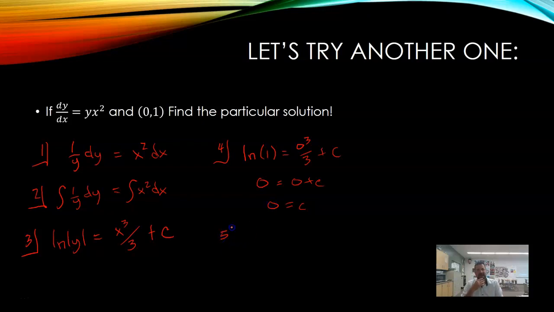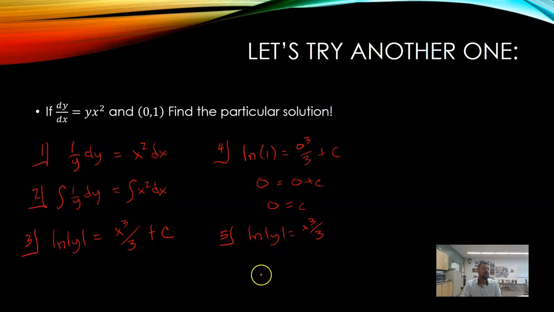So step number 5 is I take that, the ln of the absolute value of y is equal to x to the third divided by 3. Then I put plus 0, but I don't have to write that. So that now I put my plus c back in. But because this is a slightly different kind of problem, I have to talk about how I'm going to get the y all by itself.